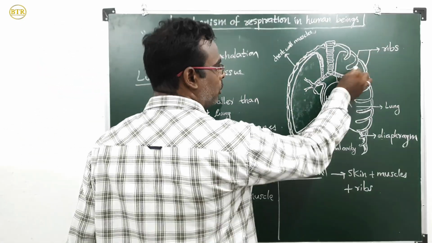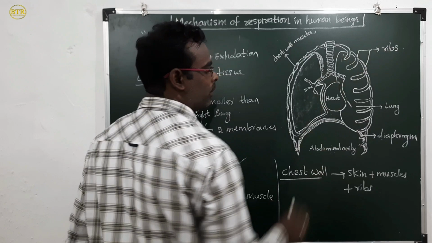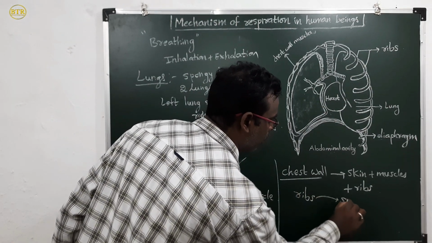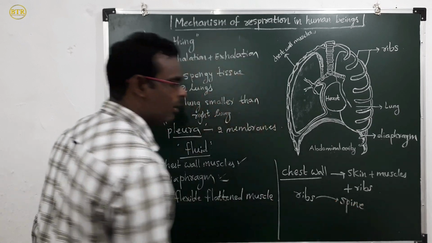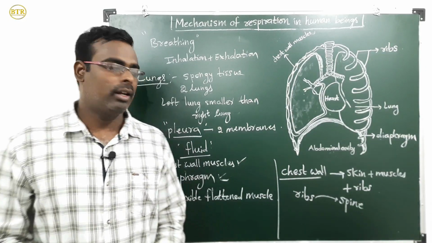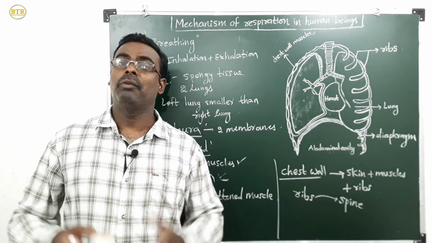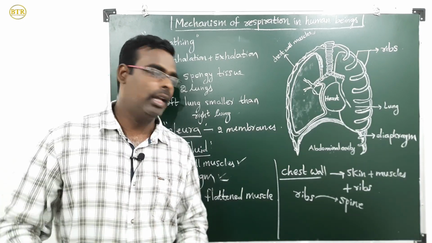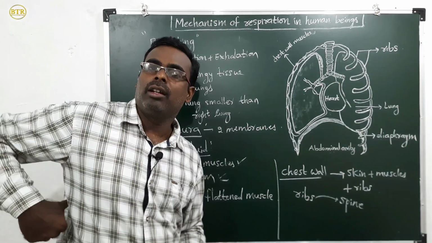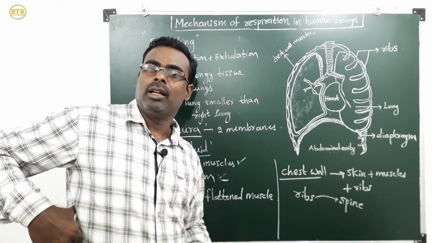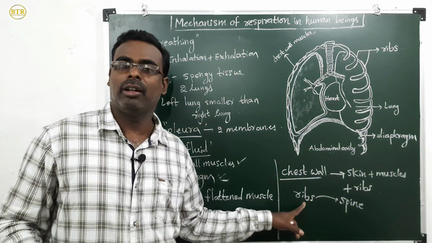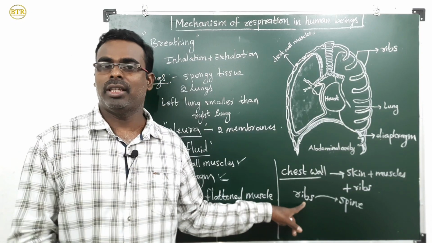See here, see the diagram. These bones are called ribs. These ribs attach to the spinal cord or spine, which is at the back. All the ribs are attached to the spine at a certain angle. When you keep a finger on the ribs near the spine and go to the front, you are moving down. That is how the ribs are present in our chest wall.